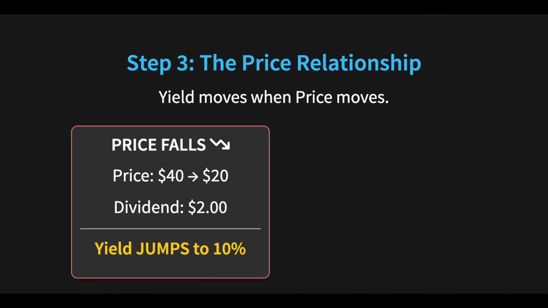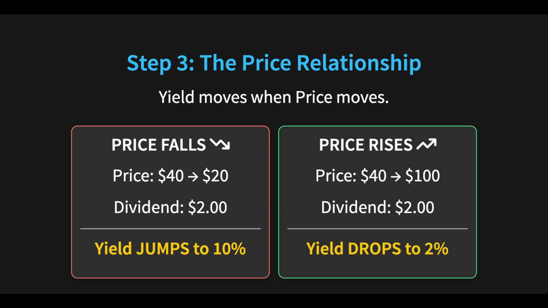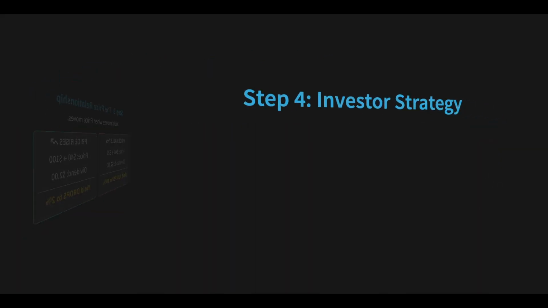Step 3 is the most important concept. The yield moves when the stock price moves. If the stock price falls to $20, but they still pay that $2 dividend, the math changes. 2 divided by 20 is 0.10. The yield effectively jumps to 10%. Conversely, if the price shoots up to $100, that same $2 dividend is now a much smaller percentage of your investment. The yield drops to 2%.